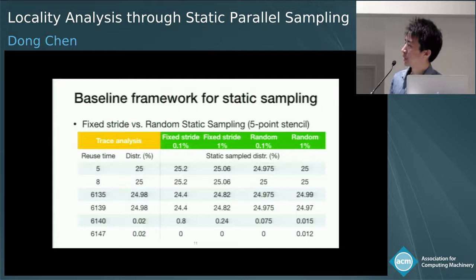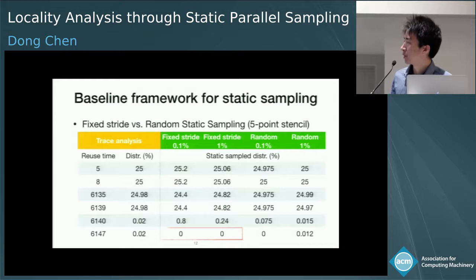So from the result, we can see that all the static sampling results are good approximations for this one. And for the same sampling method, more samples will lead to more precise results. And for the same sampling rate, random sampling can perform better, so they can get more precise distributions.